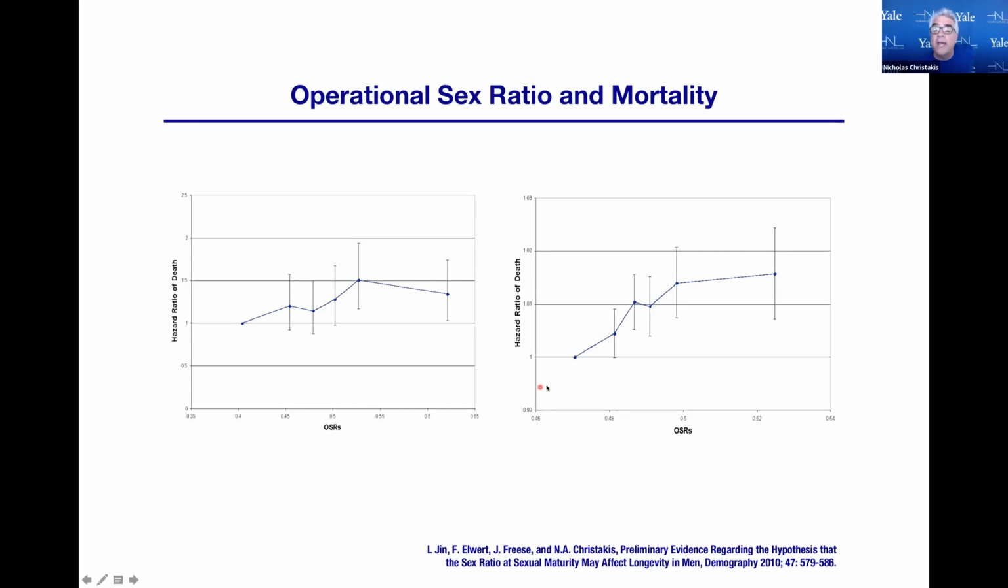On the right, we do something similar with almost 8 million people in all 50 United States. And we looked at, in the state and the year in which you reached sexual maturity, what was the operational sex ratio? And then we looked at your hazard of death after age 65, and we find a similar pattern. Now, the idea once again is that something about being exposed to this stressor at the time of sexual maturity marks your body in a way that may harm it for the rest of your life.